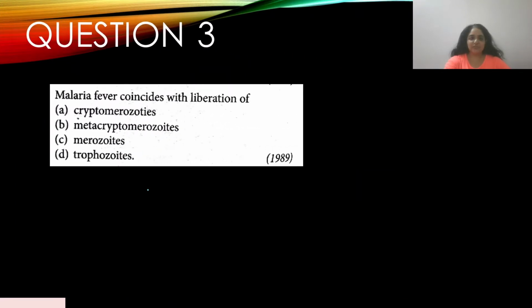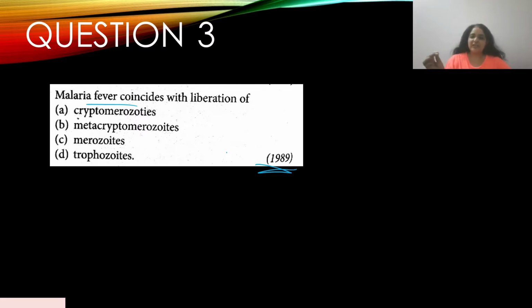Alright, so question number 3. Malaria fever coincides with liberation of... this appeared in 1989. A. Cryptomerozoites, B. Metacryptomerozoites, C. Merozoites, and D. Trophozoites. Okay, so I haven't discussed this when we discussed the life cycle of Plasmodium, but it's simple. We know that when merozoites enter the erythrocytes, the breakage of erythrocytes results in fever, right? The malarial fever, which is the clinical form.